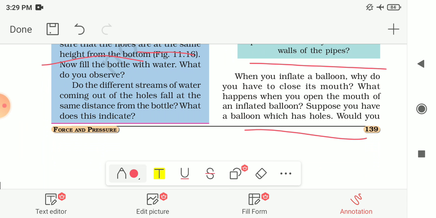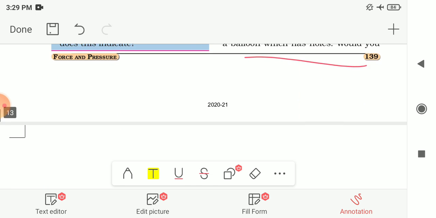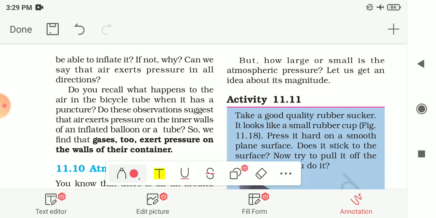So suppose now you have a balloon which has a hole. Would you be able to inflate the balloon? So no, if the balloon has a hole, we cannot inflate the balloon, we cannot fill the air in the balloon. So now can we say that the air exerts pressure in all directions? So yes, when we are filling the air in the balloon, that's why we can say that the air also exerts pressure in all directions.